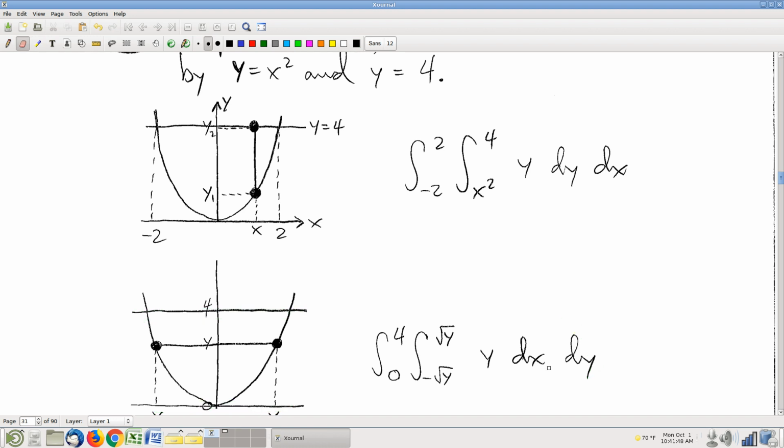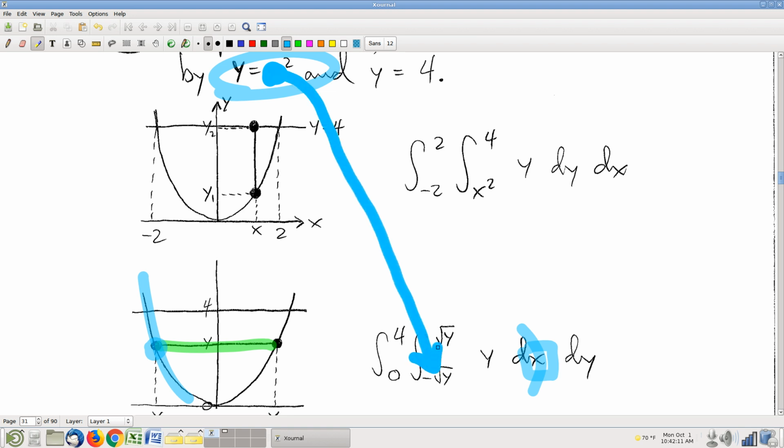X, though, is where it gets interesting. How do you find your x bounds on a given y slice? Right, x starts here. That point is on that curve. That curve has this equation. Solving for x, we get a square root. Everybody see what happened there?